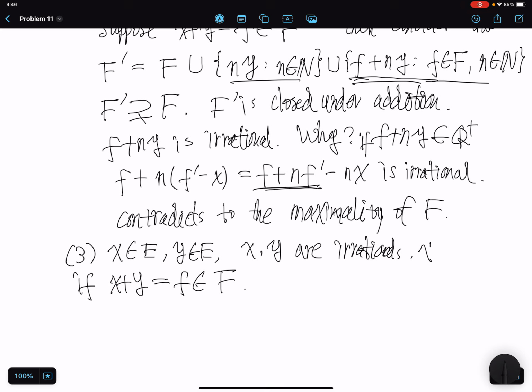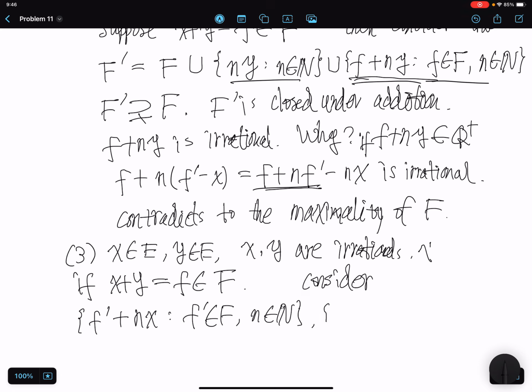So in this case, let's say this is in F, so we want to consider all the numbers here. So let's see, f prime plus nx, where f prime is in F, and n ranges over all the natural numbers. We consider these two sets. Also, we use another set, g prime plus m of y, where g prime is in F, and m is also a natural number, right?